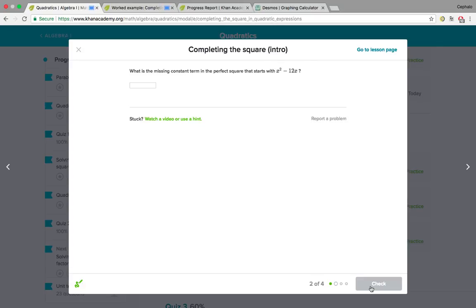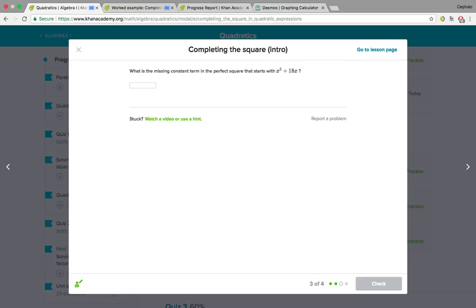Let's try another one. So we get x squared minus 12x plus c. And we want it in the form of x plus a squared, because that's a perfect square, right? We have a pair of binomials. Wait, are they binomials? Maybe. And we get x squared plus 2a again plus a squared. So what times 2 gets us negative 12? That's negative 6. So negative 6 squared is 36. Awesome.